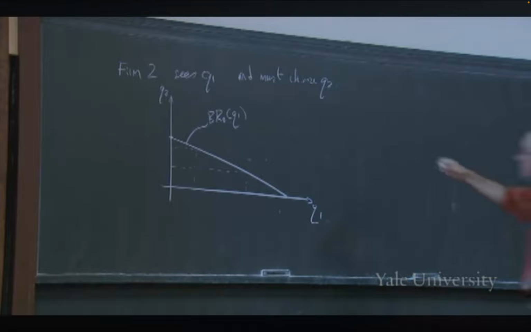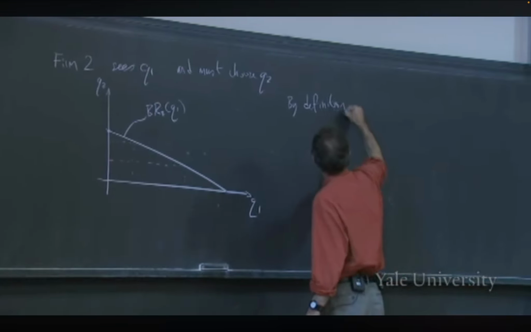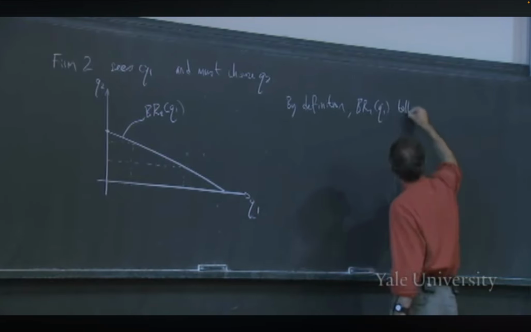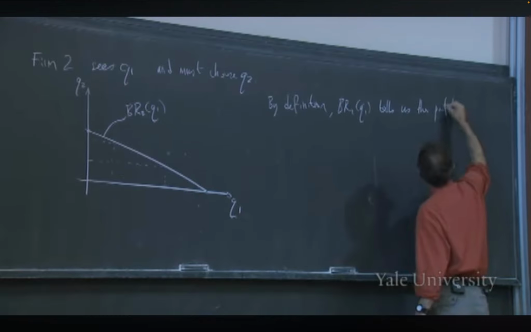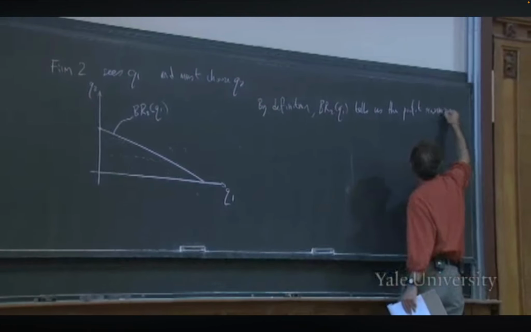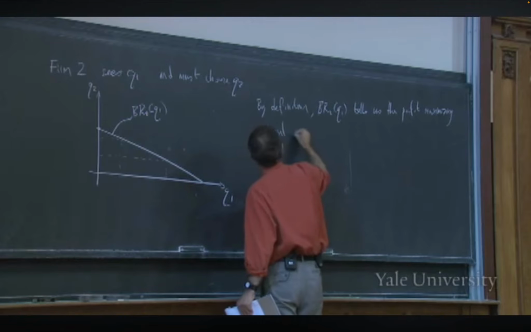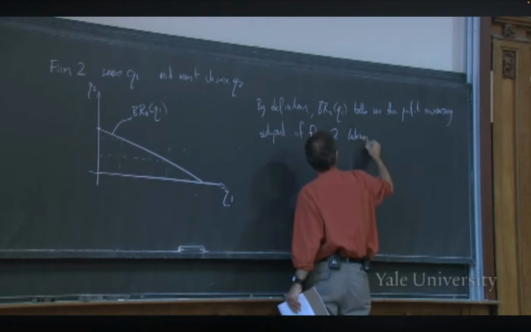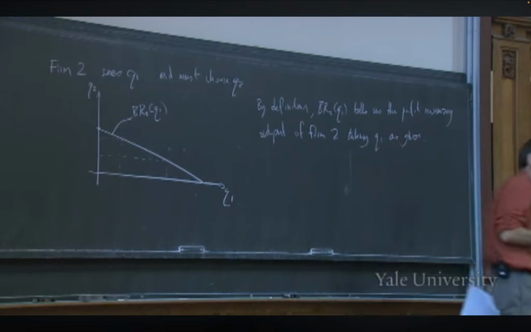So by definition, the best response of 2 to Q1 tells us the profit maximizing output of firm 2 taking Q1 as given. So we've done the second step of this already. We already know what firm 2 is going to do.